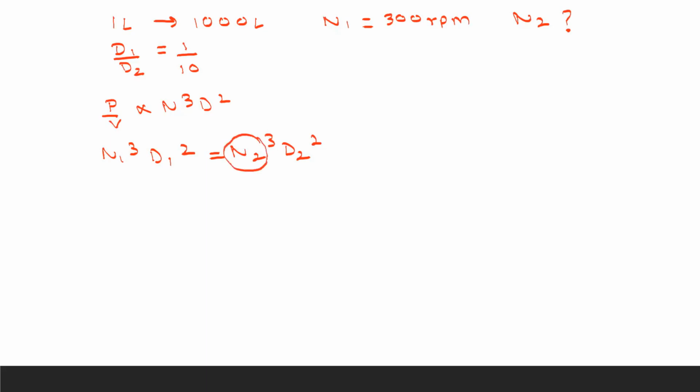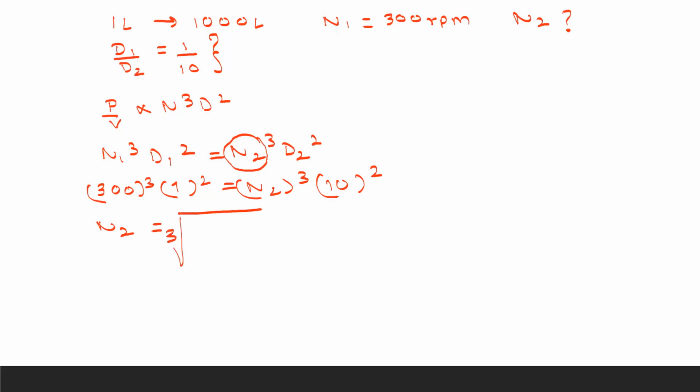So if we input the values, we have N1 as 300, D1 from this equation of D1 by D2, we know is 1, and D2 from this equation again is 10. So N2 is equal to the cube root of 27 into 10 to the power 6, that is the cube of 300, divided by 10 to the power 2. So if you calculate this, you will get an answer of 64.63.